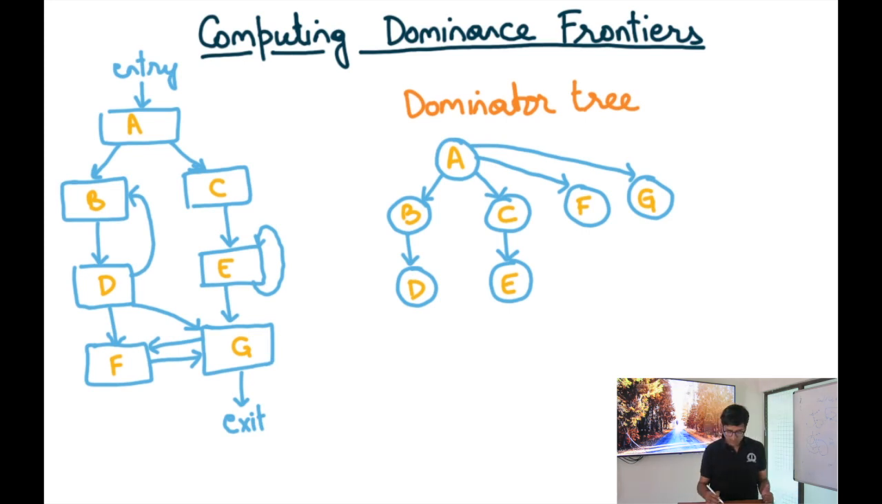And the idea is that some node X in the dominator tree dominates another node Y in this tree if and only if there exists a path from X to Y. So for example, in this tree, A dominates itself, A dominates C, A dominates pretty much everybody. C dominates E, but C does not dominate, let's say, B or D, because there's no path from C to B or C to D. So that's the idea of a dominator tree.